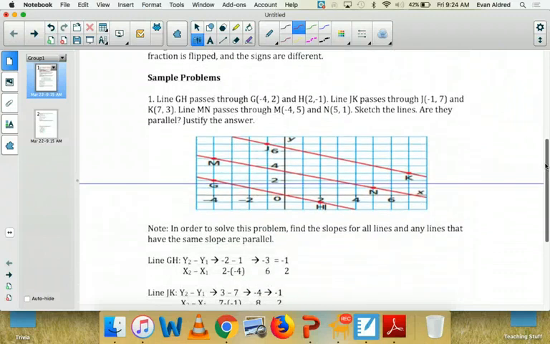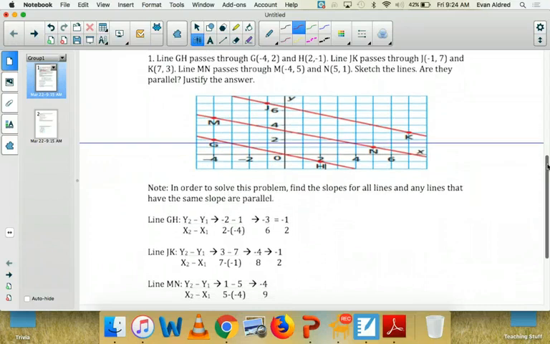All right, so let's look at some sample problems. And the first one has been done for you, but we'll just quickly talk about this problem as well. So line GH passes through the point G at negative 4, 2, H at 2, negative 1. Remember that when you're writing coordinates, X always gets written first, Y always gets written second. So when we look at the coordinate G, it's at negative 4 on the x-axis and 2 on the y-axis.